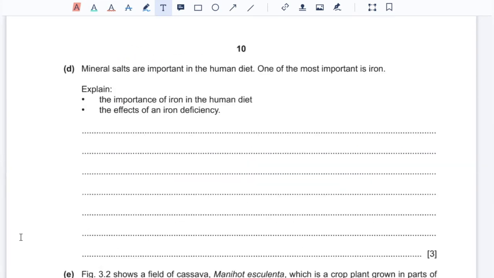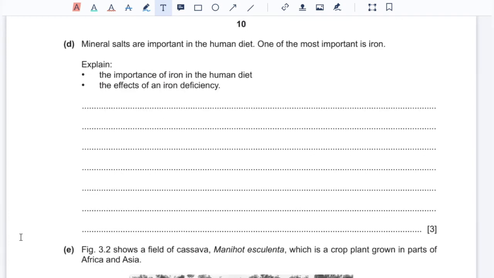The mineral salts are important in the human diet. One of the most important is iron. Explain the importance of iron in the human diet and the effects of iron deficiency. So you need iron to make hemoglobin for red blood cells, which you need to transport oxygen throughout the body. And as a result of iron deficiency, a person can suffer from anemia.